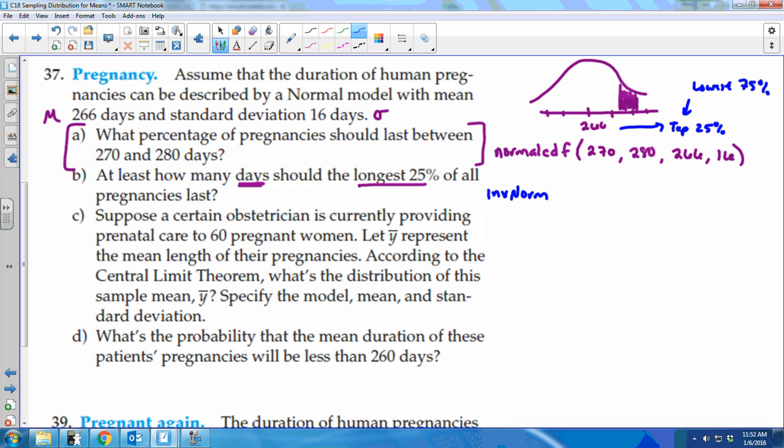So we go to inverse norm. It's going to ask for an area. The area is the percentage, so 75. And then it's going to ask you for the mean. It's going to ask you for the standard deviation. So 266 and 16. And it's going to tell you the number of days that the longest 25% of pregnancies last.